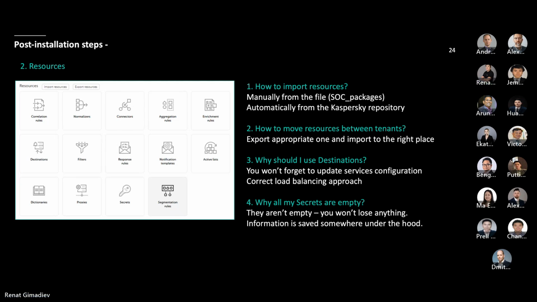And the second important thing is that destinations do load balancing. So if you specify 2 correlators, the data will be balanced between each of them, and in case one fails, the data will be moved to the live one.